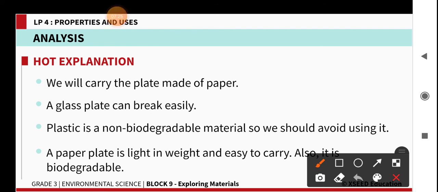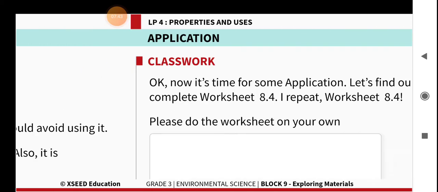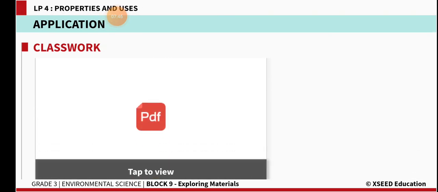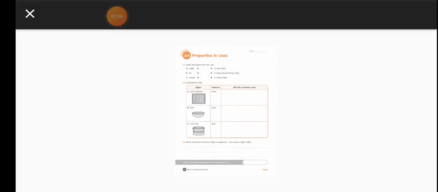A glass plate can break easily. Plastic is non-biodegradable, so we should avoid using it. A paper plate is light in weight and also easy to carry, and it is biodegradable. Understood? Now see what the questions given in the worksheet are. We will see once.